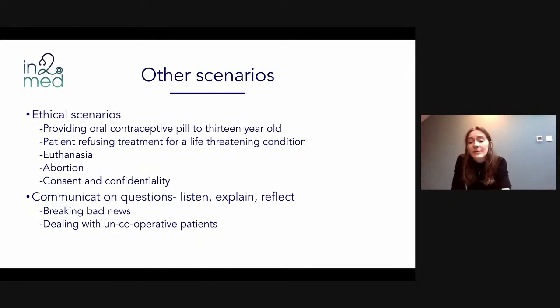And then you might also be faced with some communication questions in stations where you may be asked how you would break bad news, or how you would deal with an uncooperative patient. And again, unfortunately, I don't have time to go into and have a discussion with you about what these scenarios would involve. We do so in our course, so maybe check that out after.